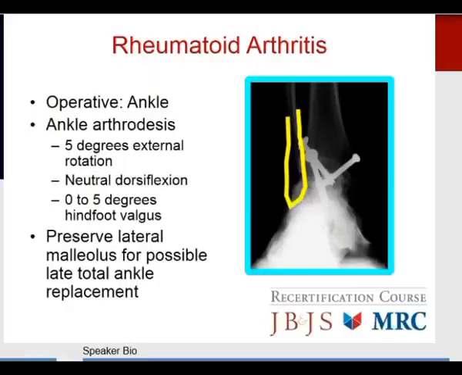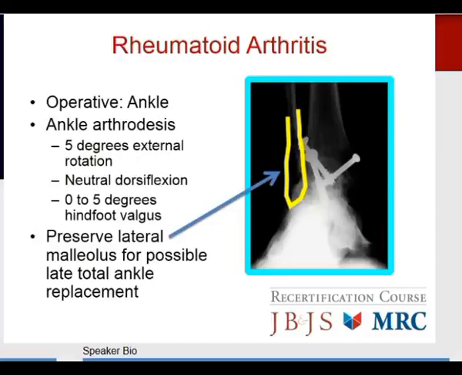If the ankle is involved in a rheumatoid disease, the primary treatment for isolated ankle pathology may or may not be, but for your test should be ankle arthrodesis. We put that in a little bit of external rotation and neutral alignment. Again, a little bit of valgus to unload the Chopart's joints so these patients can accommodate uneven ground. It's really critical as a part of this deal. And we also want to make sure that we preserve the lateral malleolus for a possible late total ankle arthroplasty.